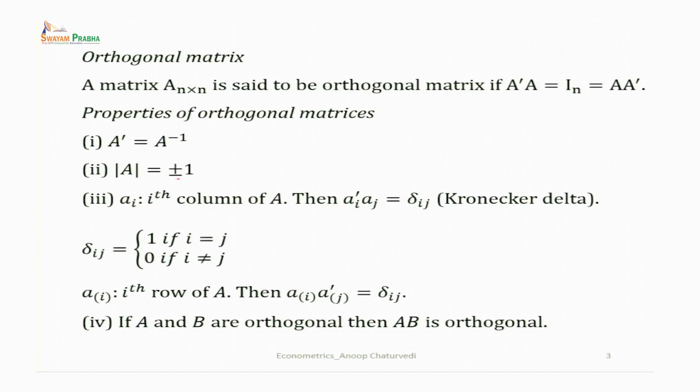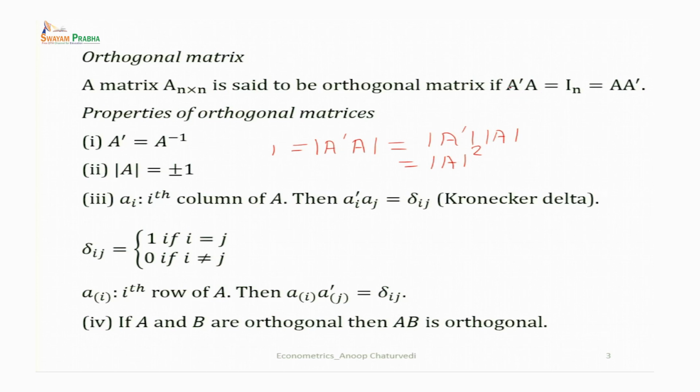And if A and B are orthogonal matrices, then A B is also an orthogonal matrix. To prove the second result, we simply take the determinant of A transpose A, which is equal to I n. So, determinant of A transpose A is equal to 1, and this is equal to determinant of A transpose into determinant of A. Then determinant of A transpose is equal to determinant of A. So, you get determinant of A square. So, obviously, determinant of A is either plus 1 or minus 1.